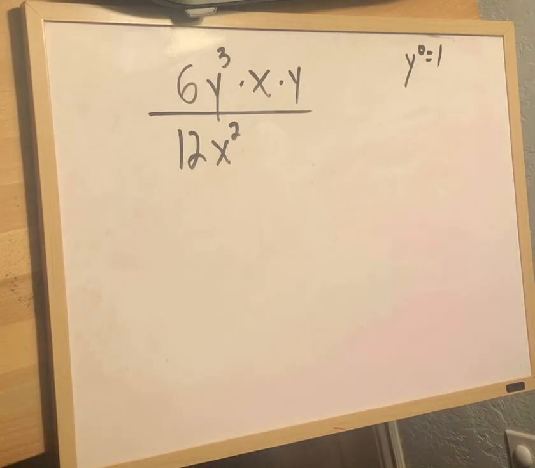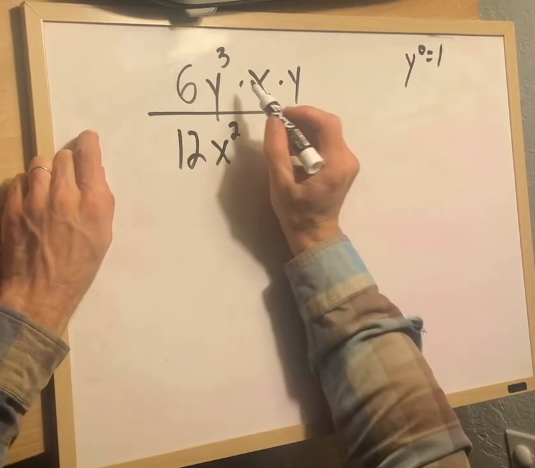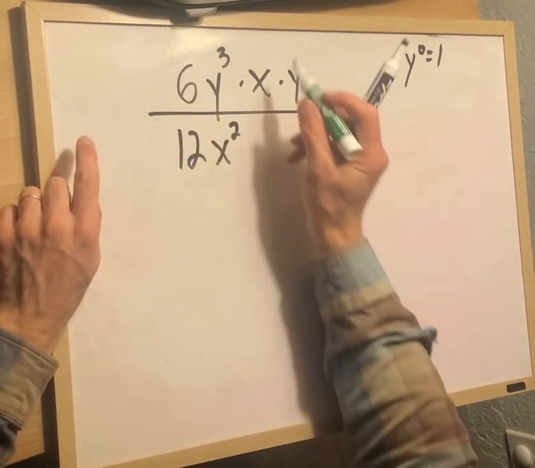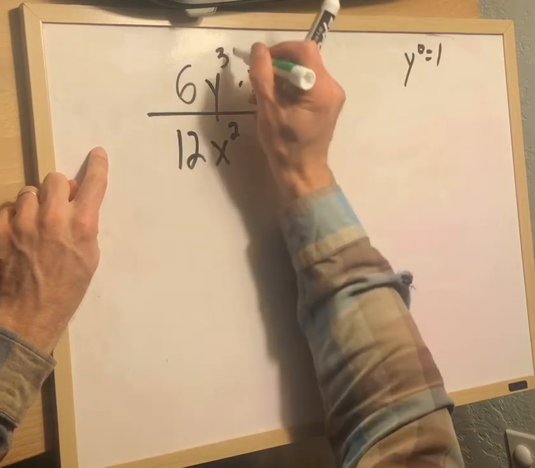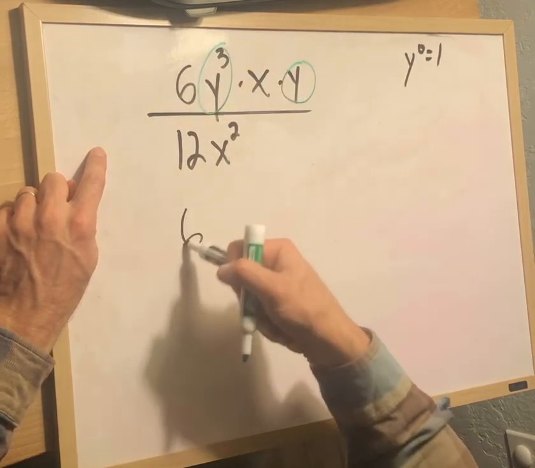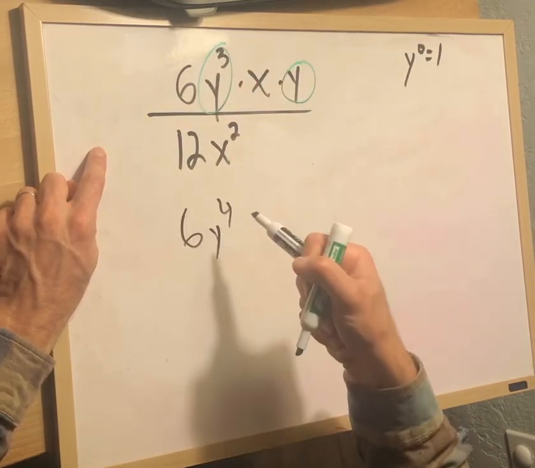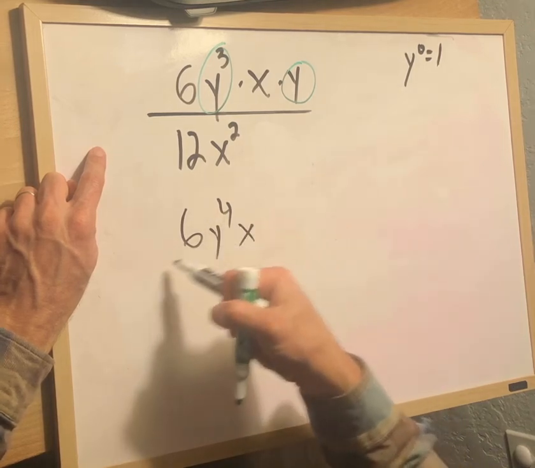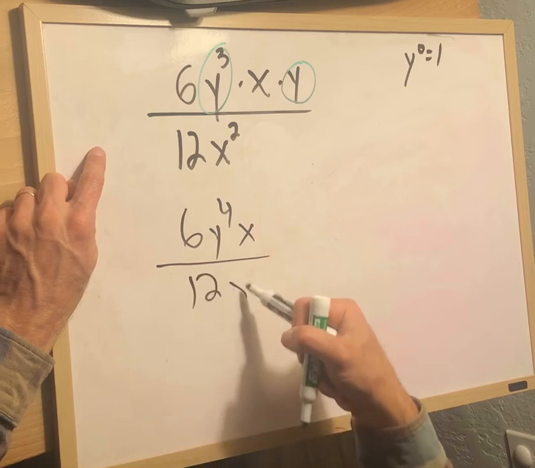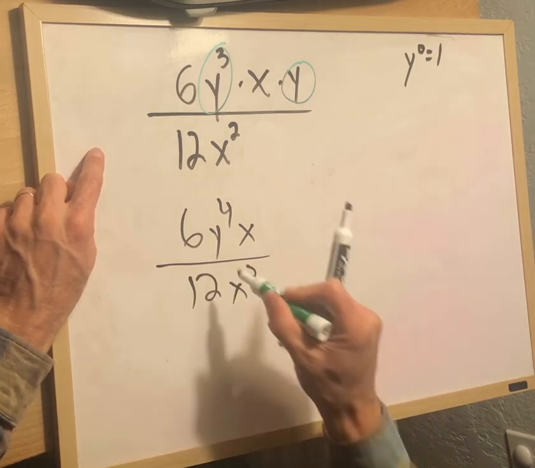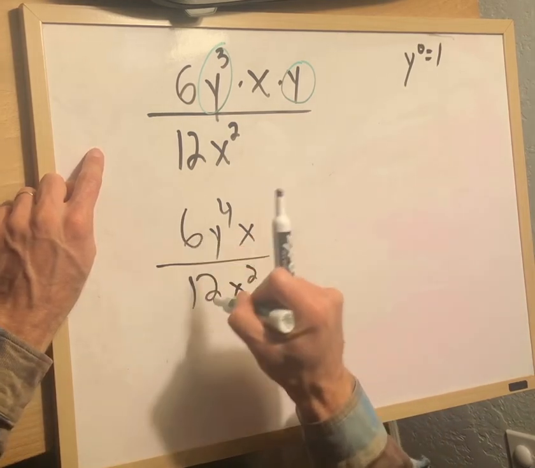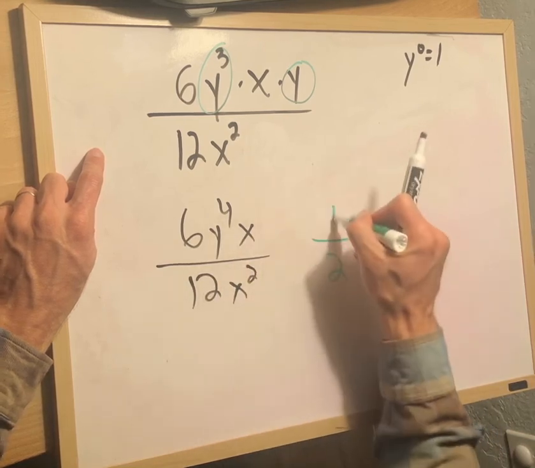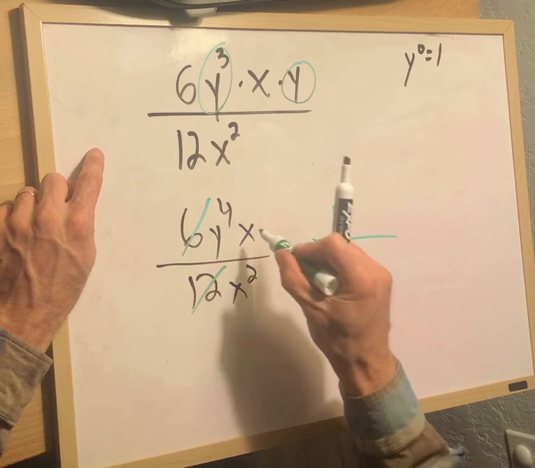Okay, now I'm going to simplify. First off, let's deal with my numerator. And you don't have to go in this order. You can go in any order you want. Y times y to the third is going to give me y to the fourth, times x, over 12x squared. Now look, 6 and 12 reduce to 1 and 2. This is 1/2. I have 1x here.